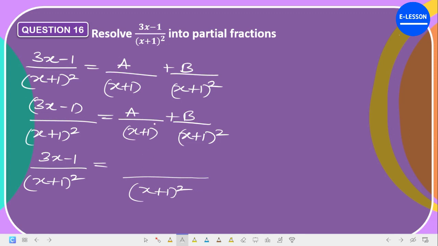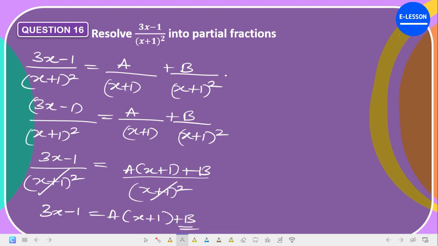So when it goes to this one, divide one of the square here. Here we have A bracket S plus 1, plus when this divides, it gives you 1. 1 times B is B. Now at this point, these bases are equal, so they can cancel out. So what are we left with? We are left with 3S minus 1 is equal to A bracket S plus 1 plus B.